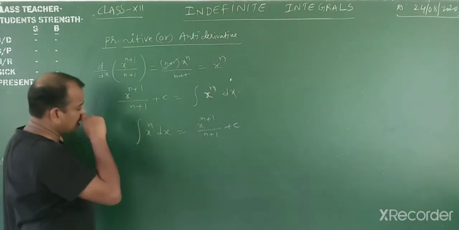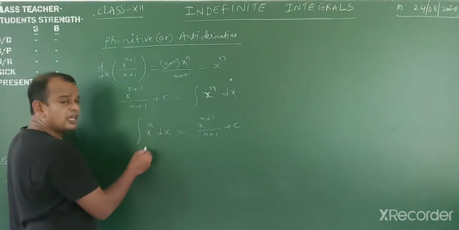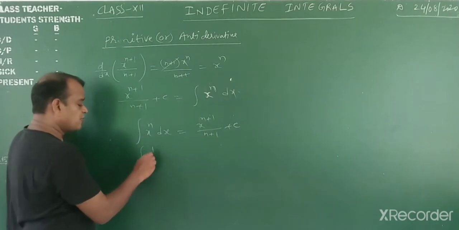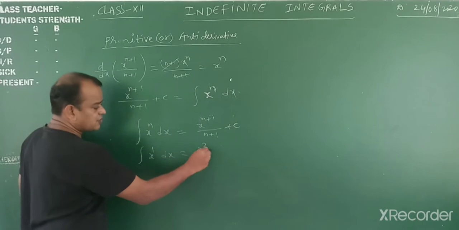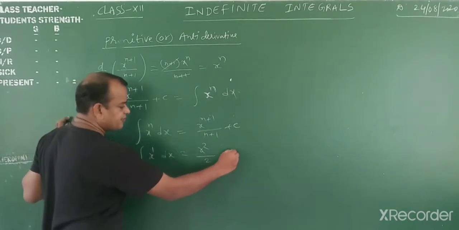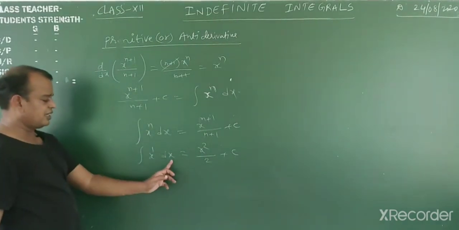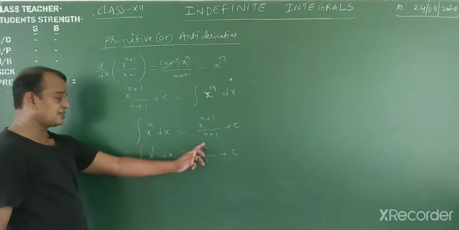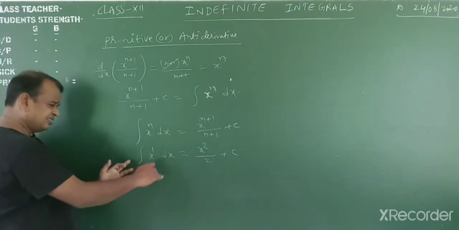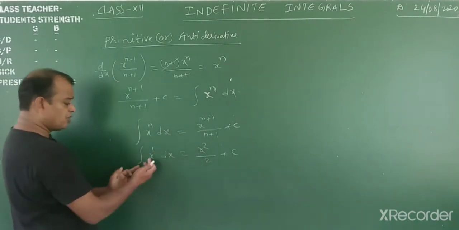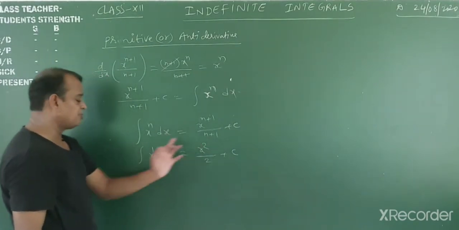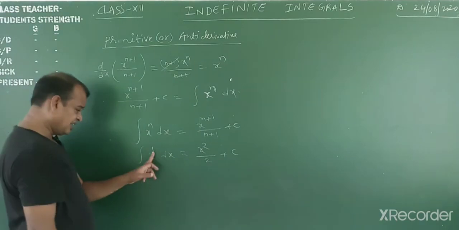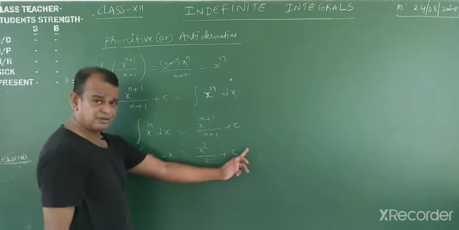Suppose we take the n value positive, say n value is 1. Integral of x^1 dx: n value is 1, 1 plus 1 is 2, so x square by 2 plus c. Observe that. Integral of x dx is x square by 2, and 100% x square by 2 is the primitive of x. Reverse: x square by 2 plus c is the primitive of x, meaning integral of x dx is equal to x square by 2 plus c.